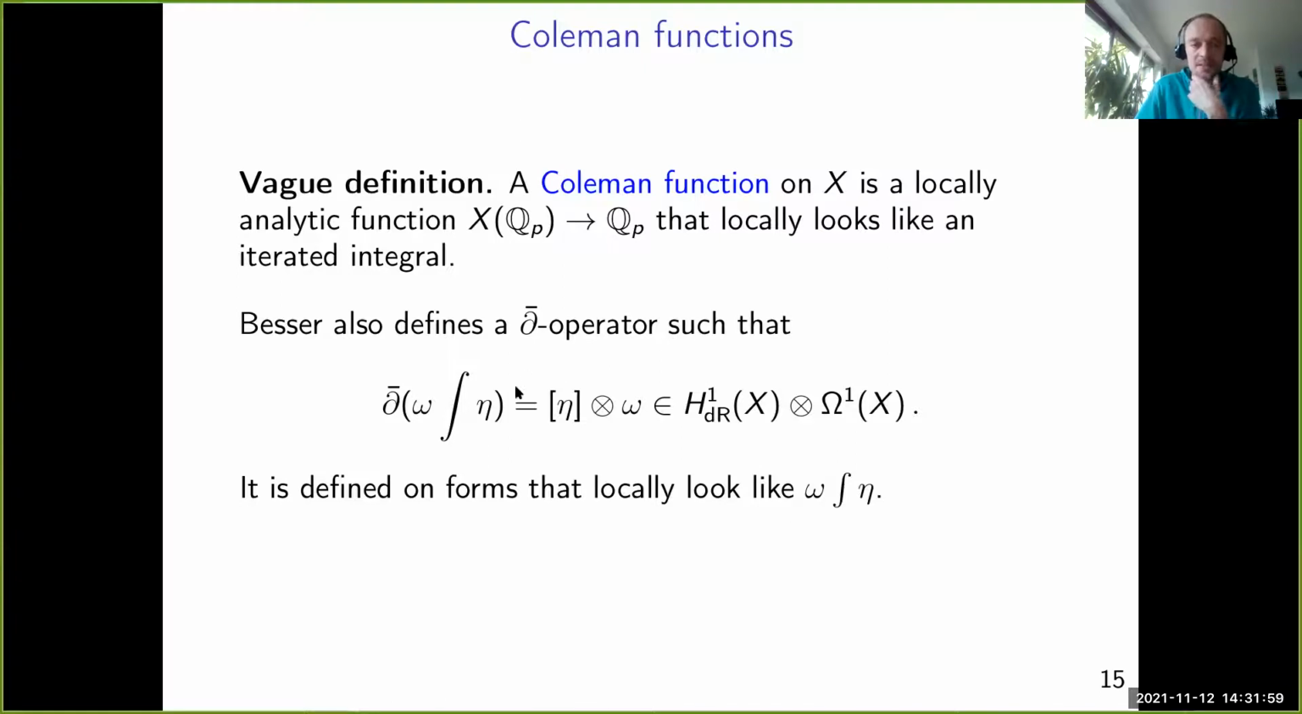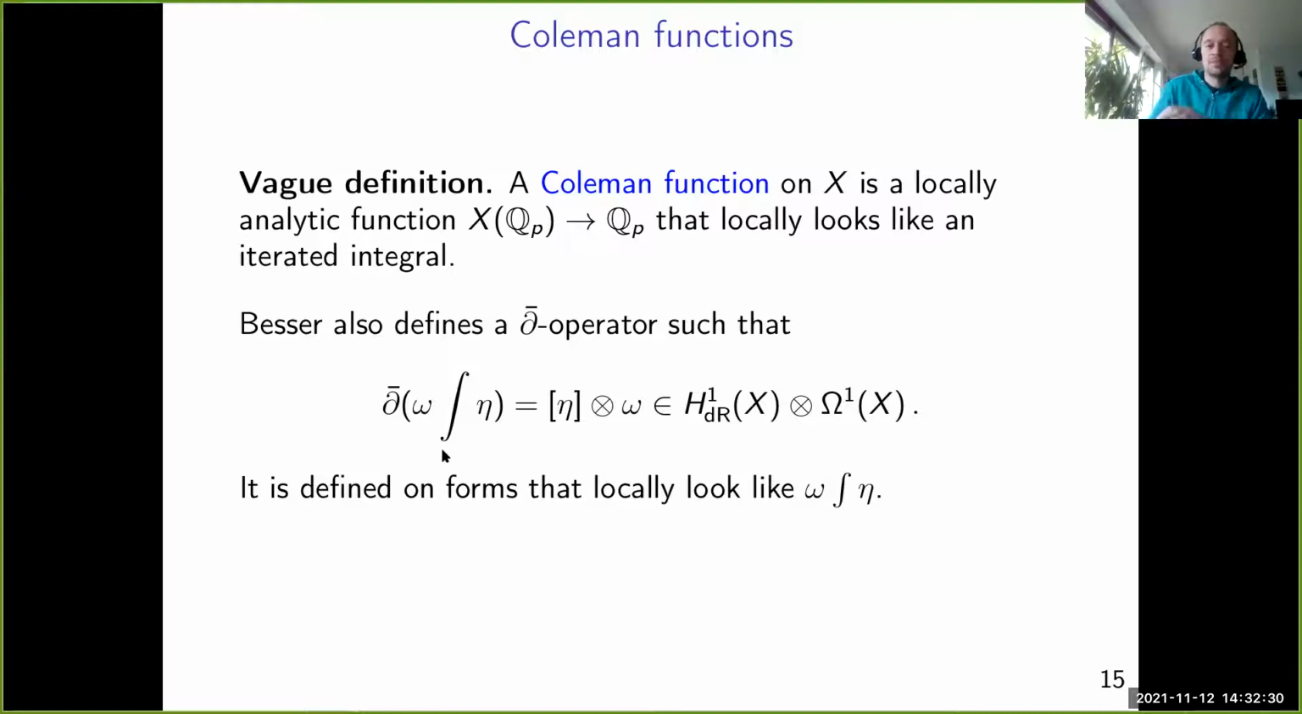So this is due to Besser. If you have a form of the type omega integral eta, then you just define del-bar of that to be the class of eta tensor omega. This lives in this weird space H1 de Rham tensor omega 1, and this space will make quite a few appearances on the next few slides, so keep that in mind. That's somehow the image of the del-bar operator on these type of forms, omega integral eta.